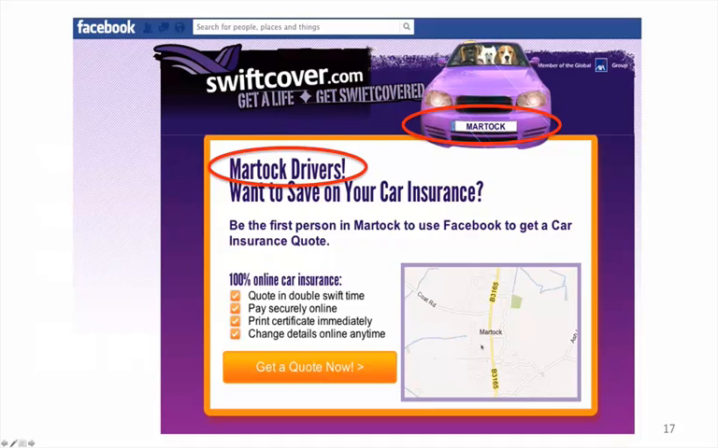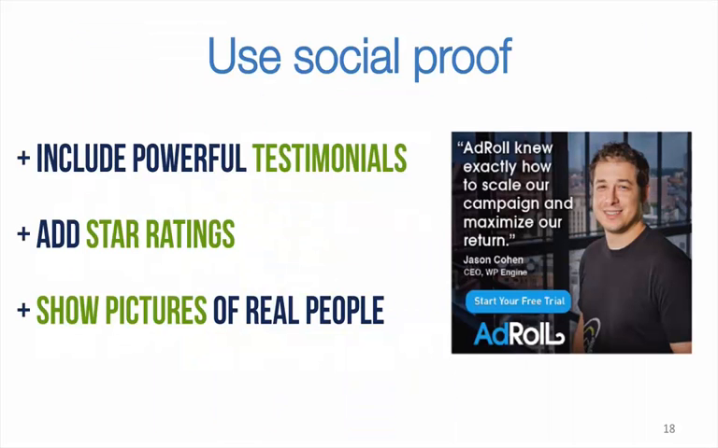So, and also in this map. So they've done a really, really good job of saying, hey, wait, if you're in Martok, I am coming after you, right? This ad is made specifically for you. And that's powerful. Again, you can see a serious uptick in response on advertising campaigns when they are locally targeted like this. Next, use social proof in your ads.